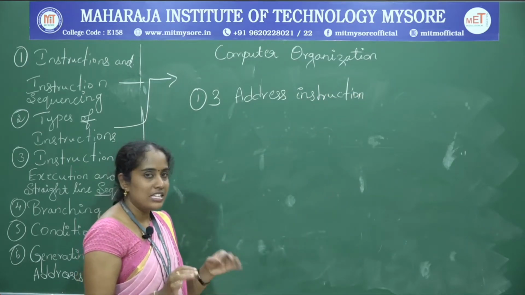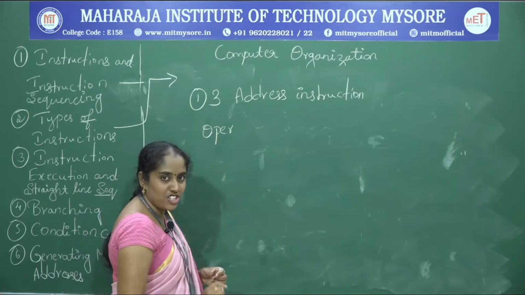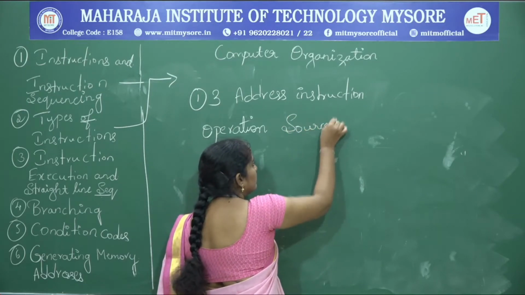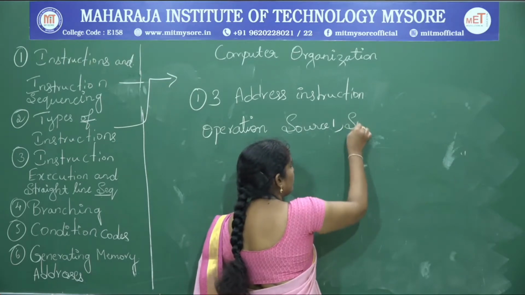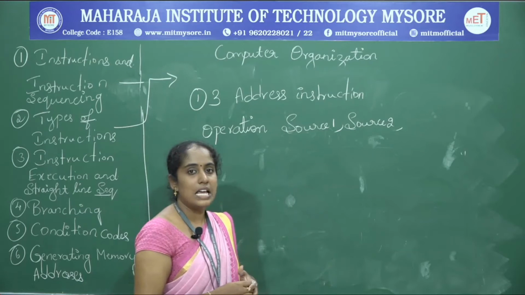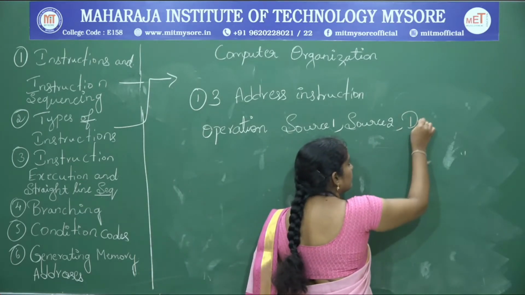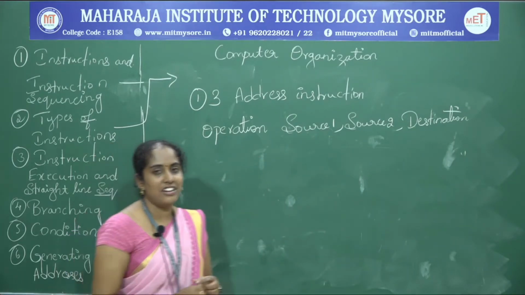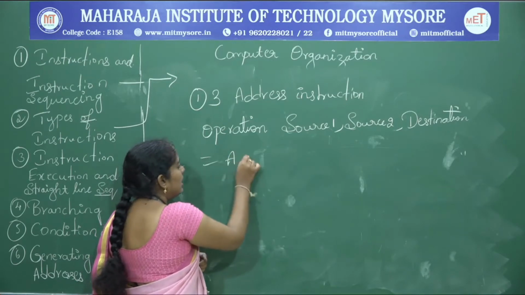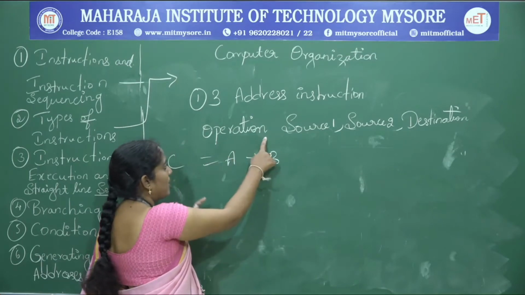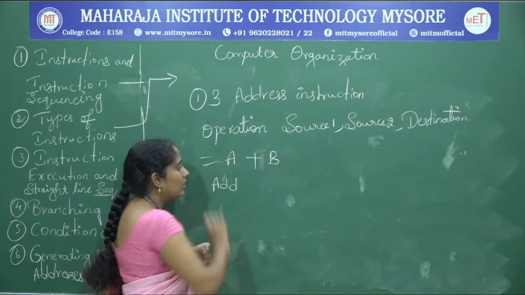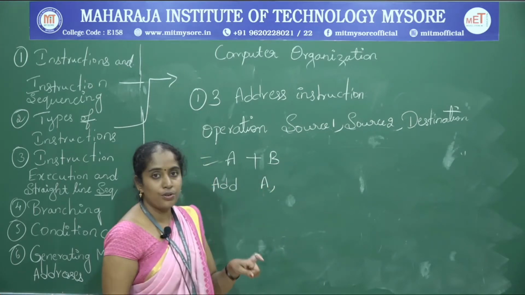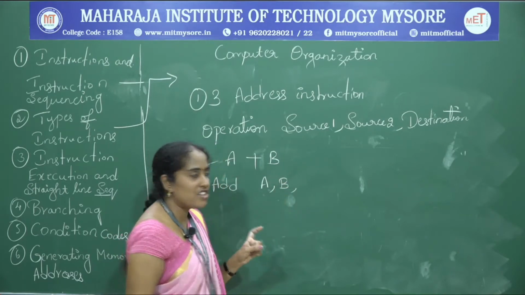In the 3 address instruction, the syntax is operation, source 1 comma source 2 comma, and the last one is destination. This is the syntax for 3 address instructions. An example is C is equal to A plus B. Here the operation is addition, so add, source 1 can be A, comma source 2 is B, and the destination is C.